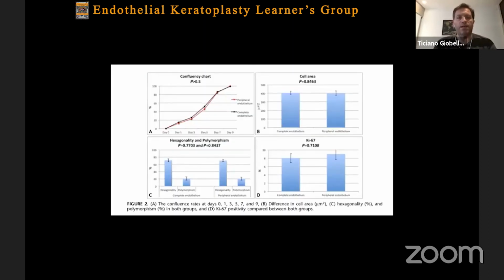Here you can see in chart A that the confluence rates comparing the peripheral and the complete endothelium are very similar. In chart B, you can see the difference in cell areas. In chart C, the hexagonality and the polymorphism in both groups are very similar. And in chart D, you can see that the Ki67 positivity compared between both groups is better in the peripheral endothelium.